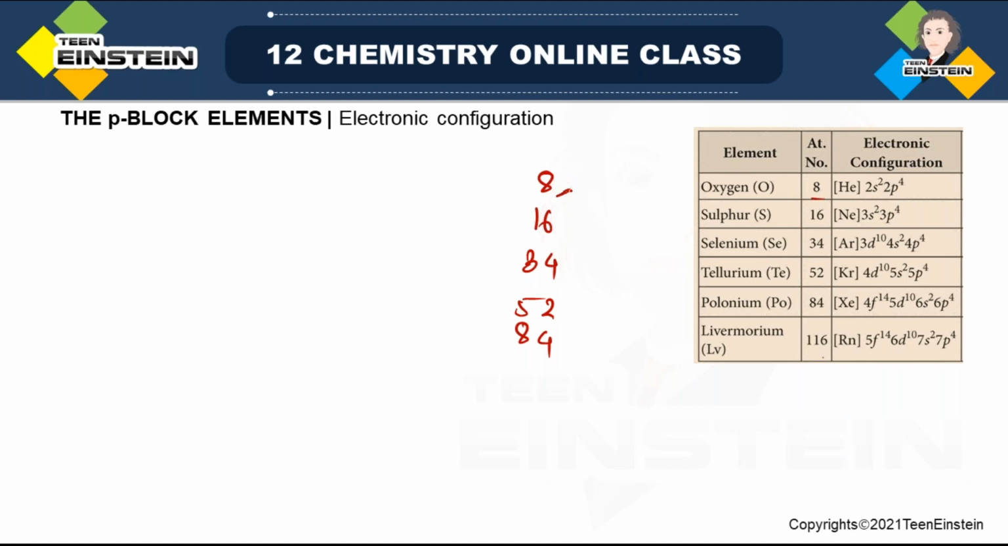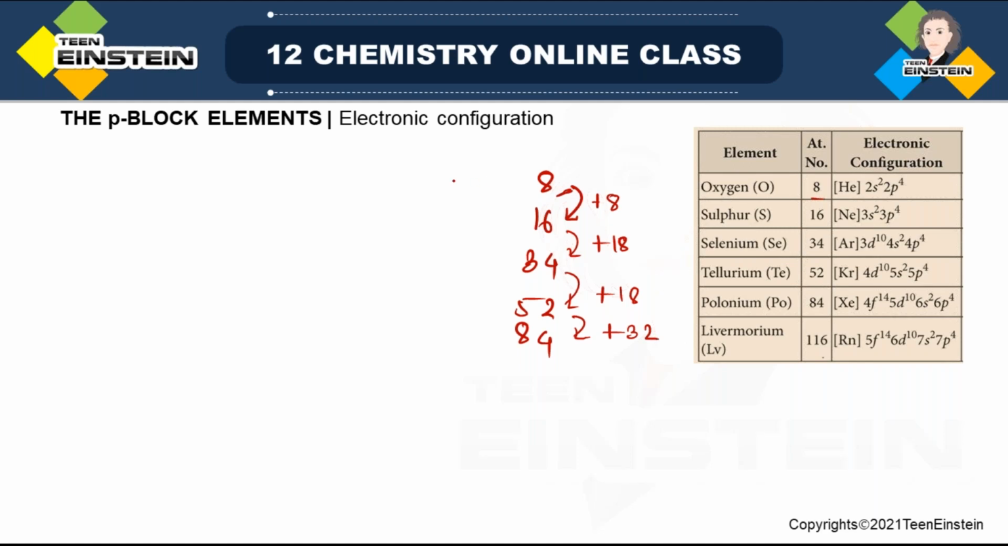What you have to do is just remember the atomic number of the first element, and when you are moving towards the second, just add 8. Then from 16 to 34, just add 18. 34 to 52, add 18. 52 to 84, now you have to add 32. So these numbers are actually common.